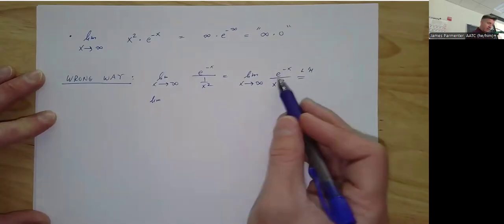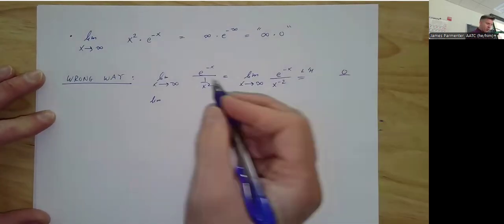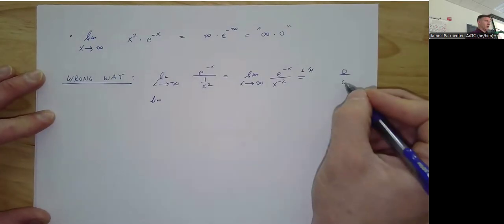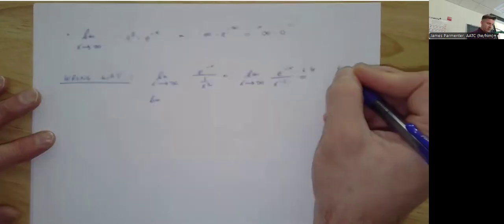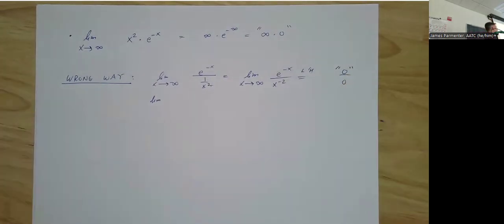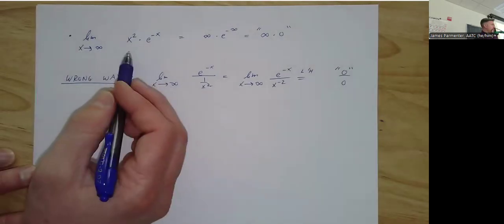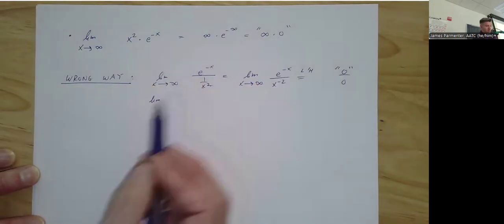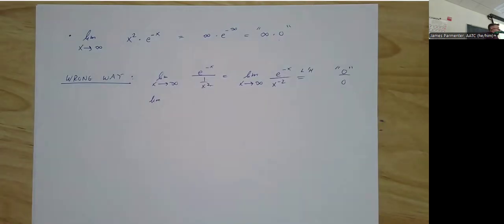e to the negative infinity goes to 0. 1 over infinity squared goes to zero. So it's definitely a 0 over 0. I will repeat myself here. If you started with an indeterminate form, like infinity times 0, and made it look like a fraction, there should never be a question of it being a 0 over 0 or an infinity over infinity. It's always going to work. It's still a good idea to check.